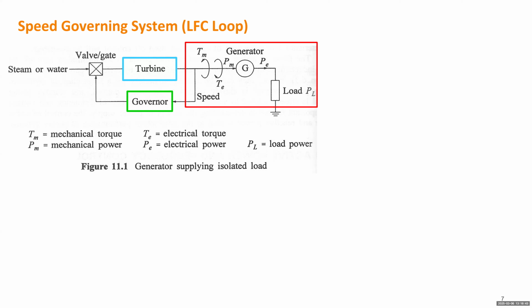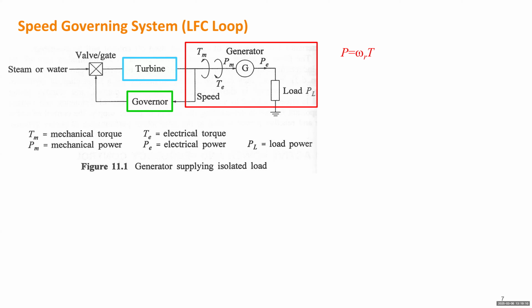But now we are going to model how the turbine will determine the mechanical power and how the speed will be fed back through the governor to influence the opening of the valve and the output of the turbine. So we talk about the low frequency control loop. We'll focus on the blue and green boxes here.